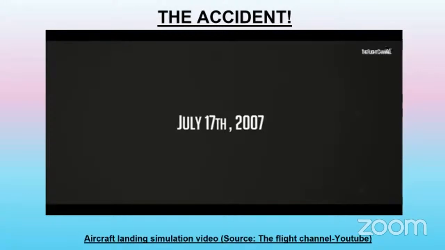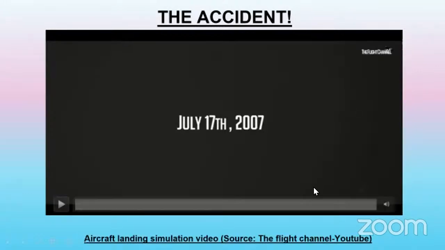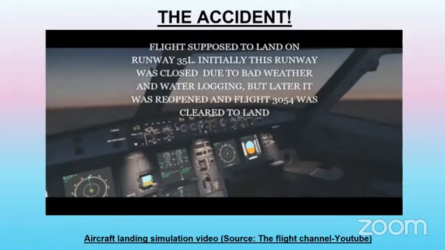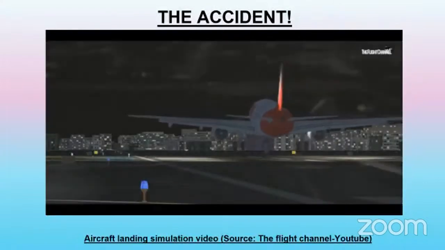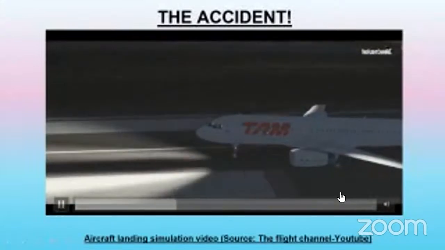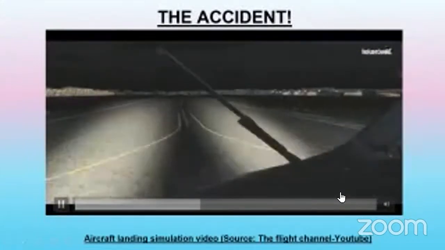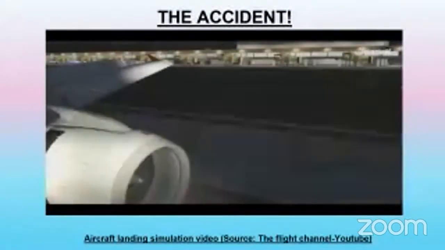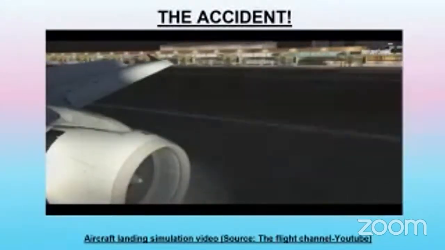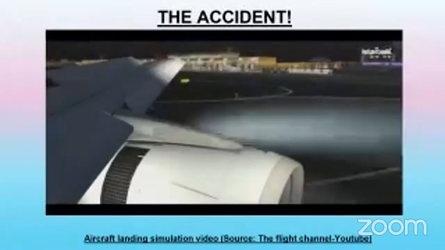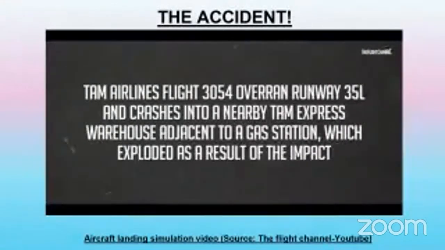Sir, can you please play the video? So, this is an animated video of the flight path. You can see the flight lands on the runway. The left reverser is activated. The flight isn't stopping. Eventually, it steers towards the left and it crashes into the building. Next, sir.